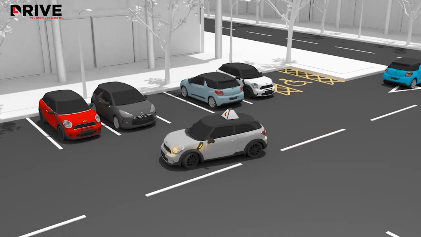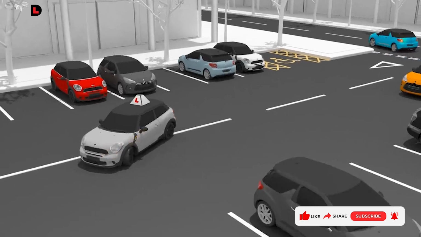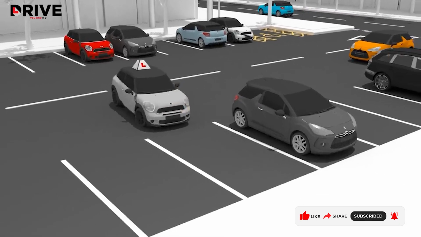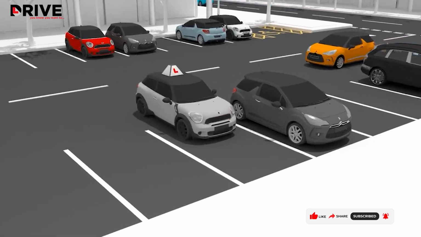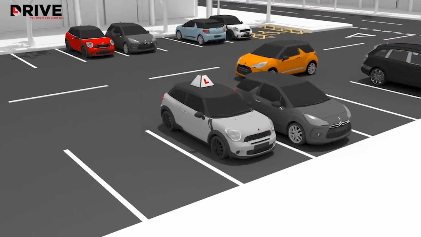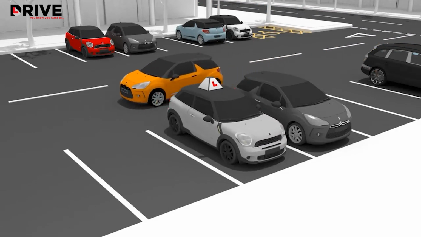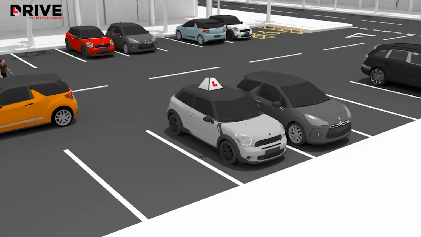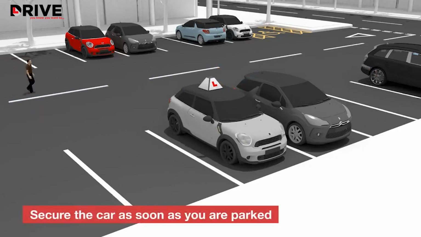Here the driver signals left to inform others of his intended actions. Keep looking all around as you steer in. Aim for the centre of the bay and drive in slowly using clutch control. Secure the car with the handbrake.